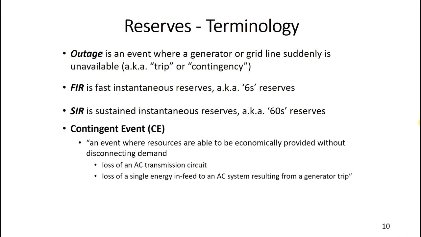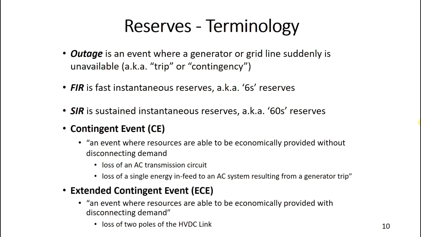If you look in the code, you'll find a definition for contingent event, which is literally an event where resources are able to be economically provided without disconnecting demand. What this typically refers to is either the loss of one transmission line, or for our purposes in the Nodal Pricing course, it's the loss of a generator or one half of the HVDC link. The other definition you'll find is the extended contingent event, and this is where we can only keep things operating by disconnecting demand. And the key event here that's considered is the loss of both poles of the HVDC link, when the HVDC link is sending a lot of power into an island.